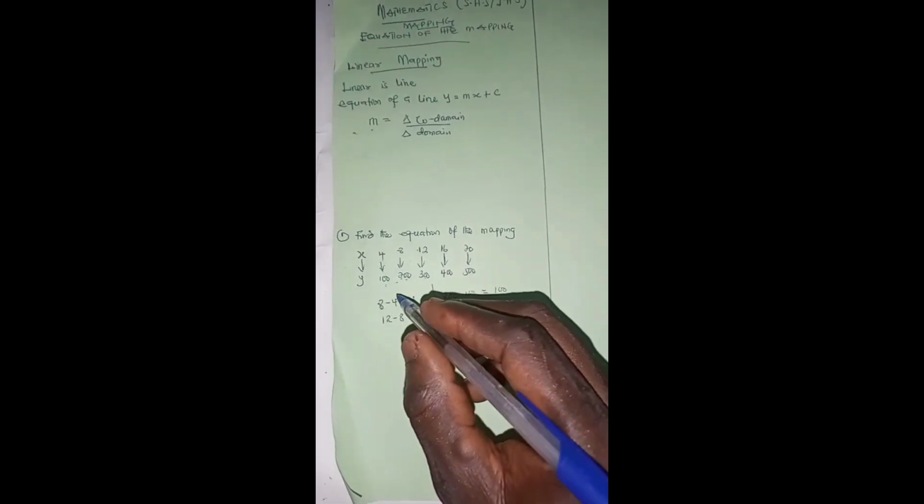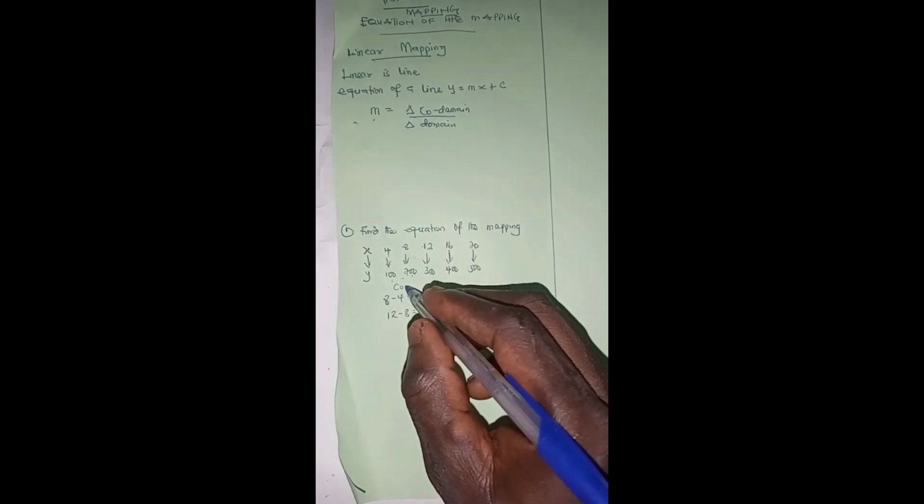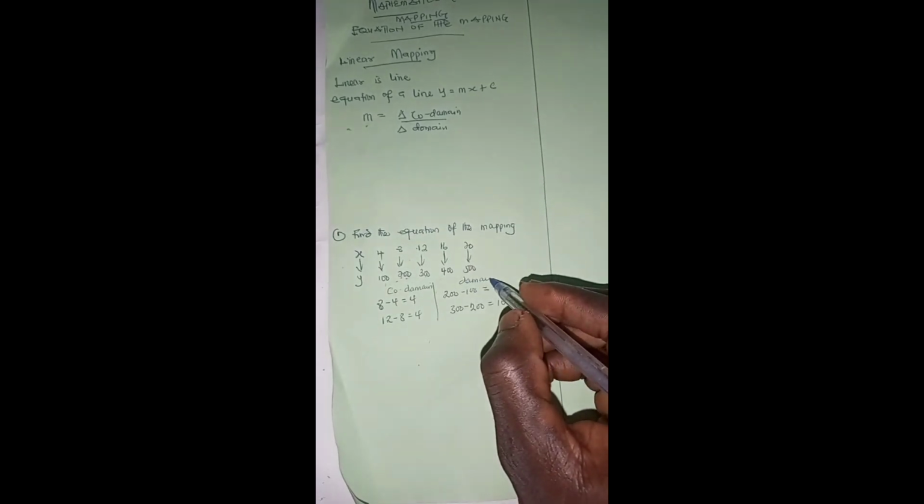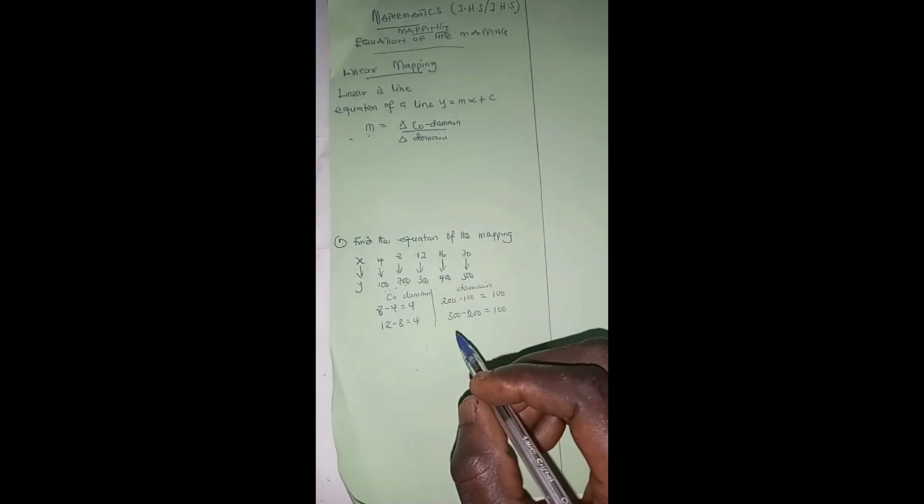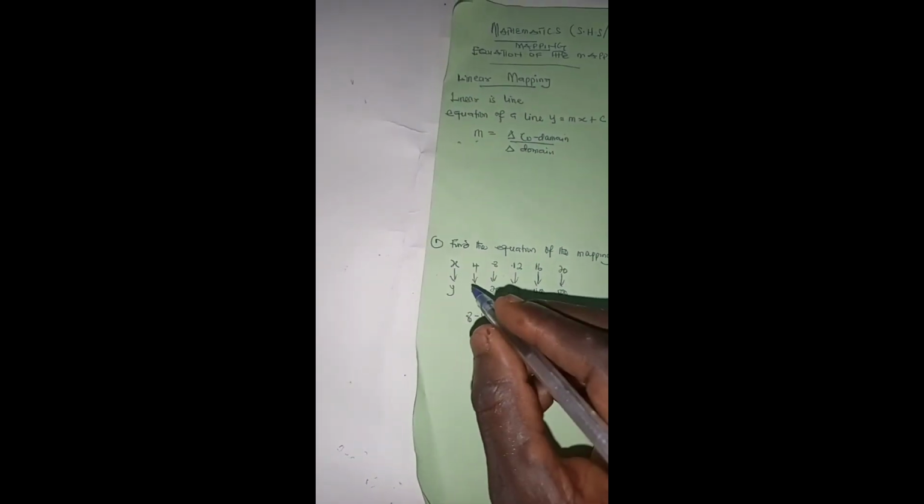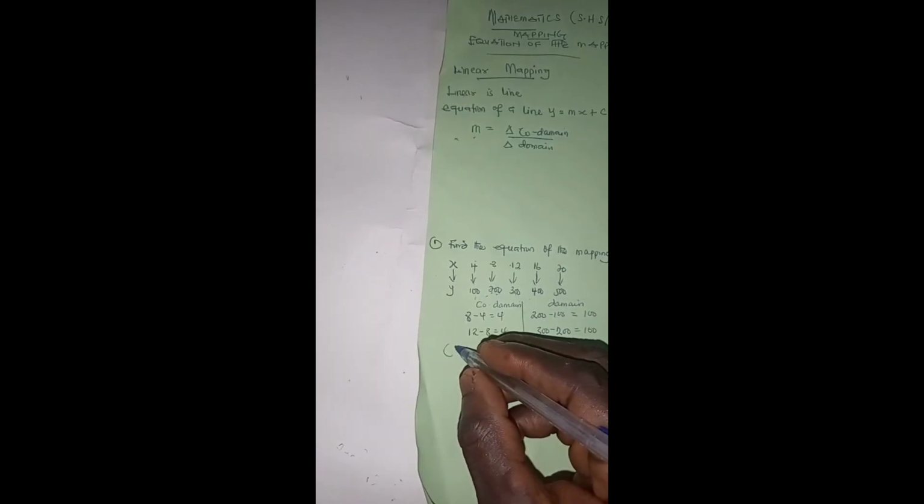Now you can see that with this, it tells you that the codomain and the domain have equal intervals among them. So we move on by finding the gradient. Let's pick any of the subsequent ones. So we can pick two of these. So I'm picking the first two.